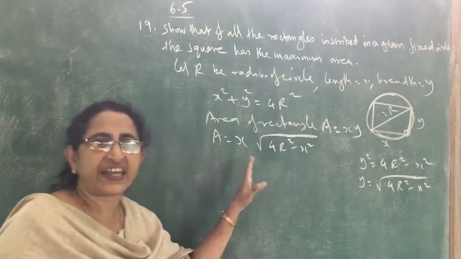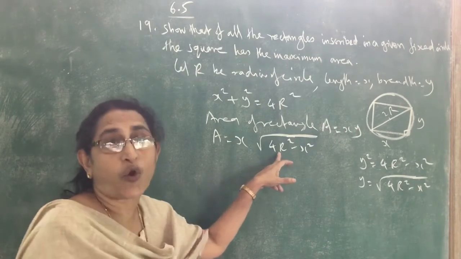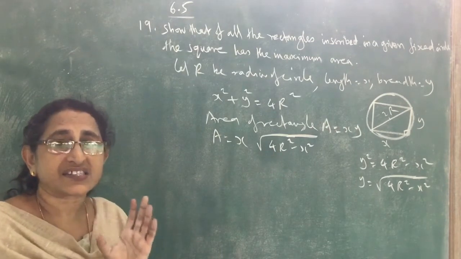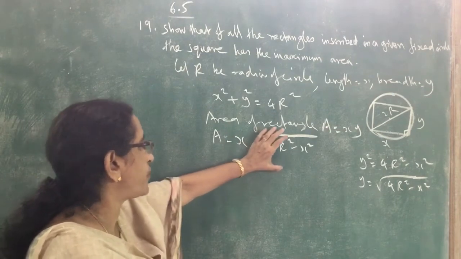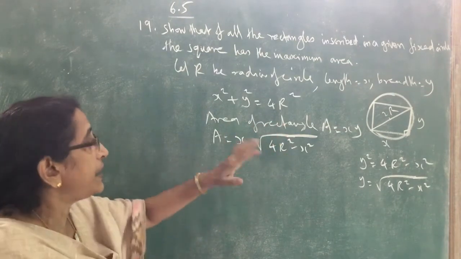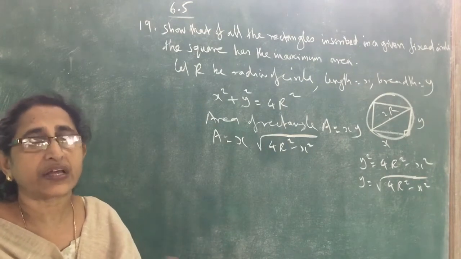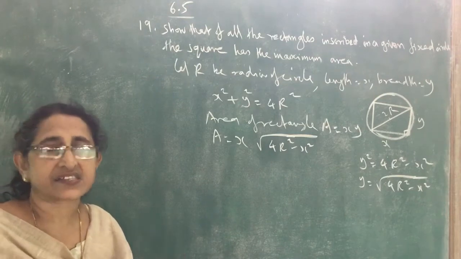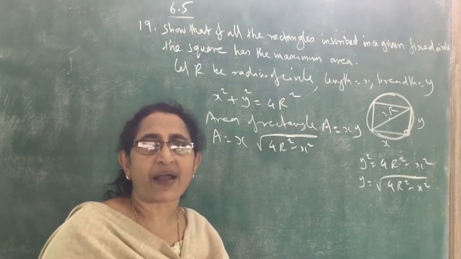So we got area as a function of only one variable x. Remember that r is a constant. When you differentiate, consider r as a constant. So it is area as a function of one variable. Now what we have to do? Now same process. That means first we have to find the first derivative equal to 0, find x, then find the second derivative, substitute in the second derivative, and show that it is maximum or minimum.